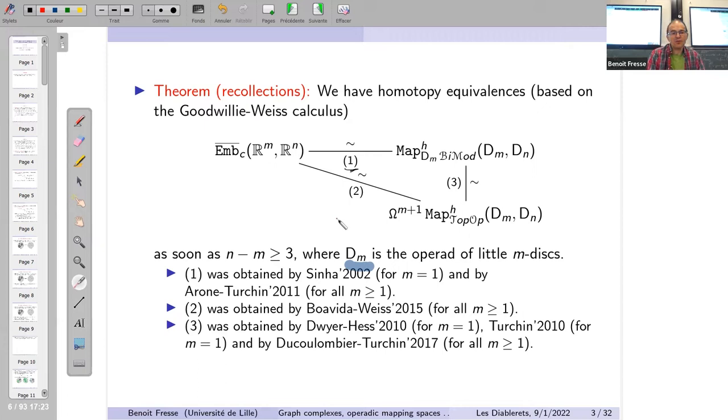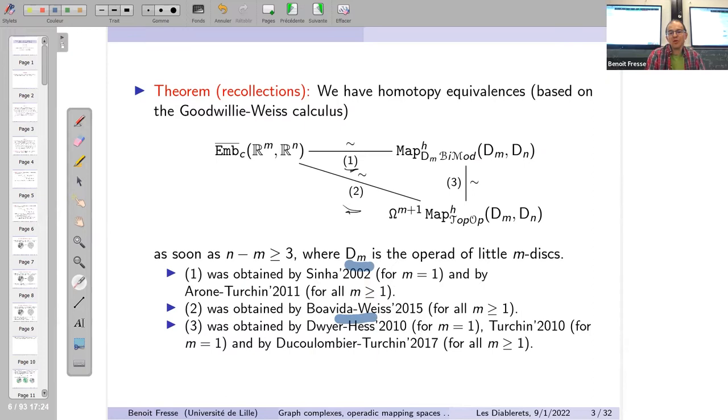And two, this map two gives a final result, which says that this space is identified with Omega^{m+1}, the (m+1)-fold loop space, on a space of operad maps from D_m towards D_n. Okay, so it gives much better information on this embedding space in the homotopical sense. So one and two are obtained by methods of Goodwillie calculus. So two was obtained by Boavida-Weiss in 2015 for all m.